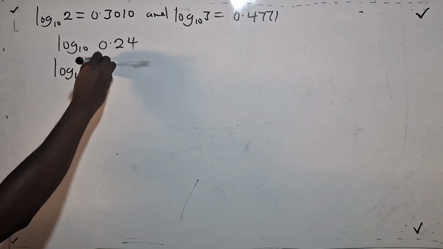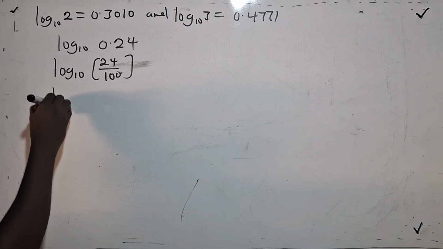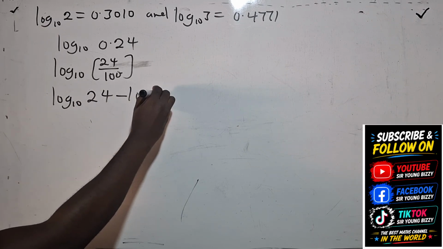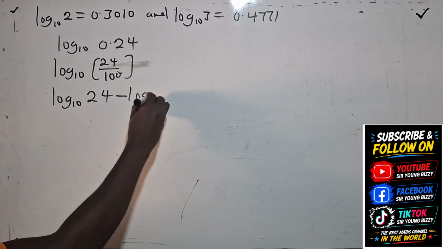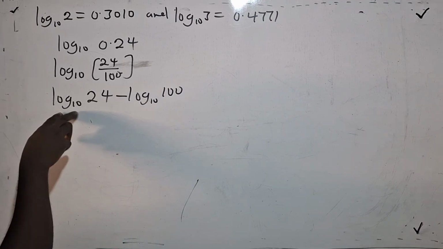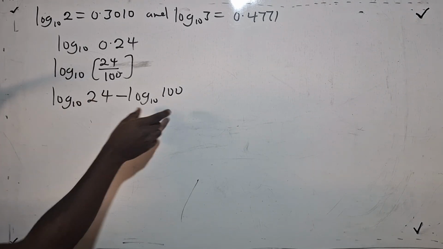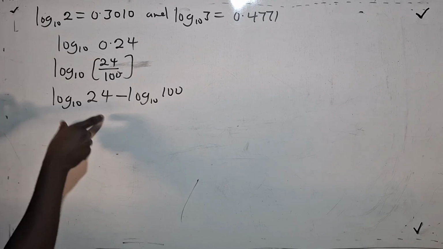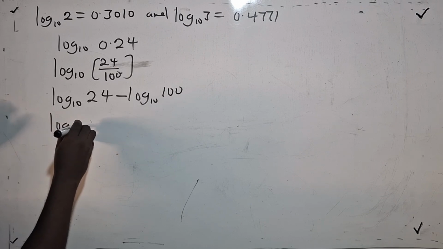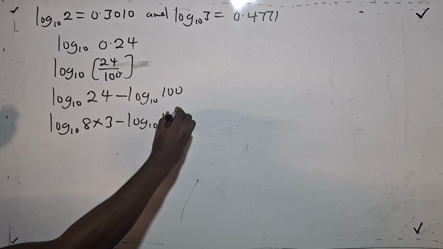These can be expressed as 24 on 100. We change it to a fraction, and this division can also give us log 10 24 minus log 10 of what? 100. Yes, log 10 100. Now I can easily express this one in tens. If I express this one in tens, I'm going to get 10 raised to the power 2 here. Then for this one, there should be something that can give me either 2 or 3. So this one, I'm going to use log 10 of 8 times 3 minus log 10 raised to the power 2 here.